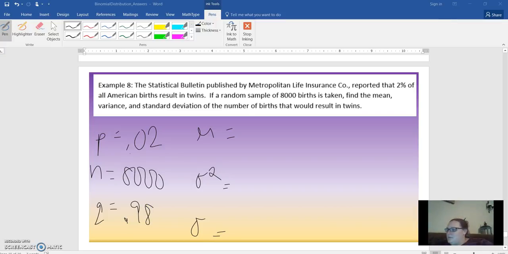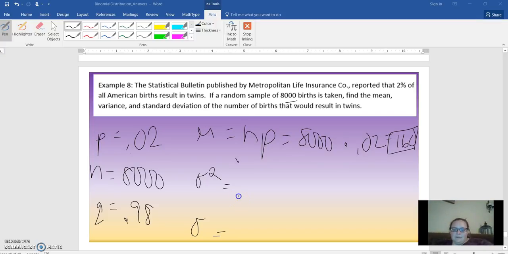So the mean, the mu, is n times P. So 8,000 times 0.02, and we get 160 births, or people. Yeah, 160 births were twins out of 8,000 as the mean number.